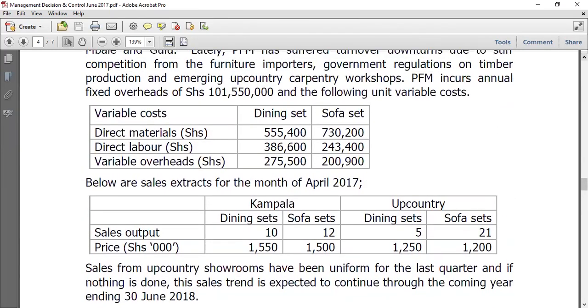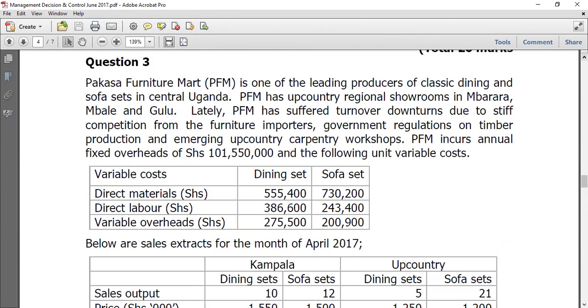decision-making question. So let's just look through. Pakasa Furniture Mart is one of the leading producers of class dining and sofa sets in central Uganda. PFM has upcountry regional showrooms in Mbarara, Mbale, and Gulu. Lately, PFM has suffered turnover downturns due to stiff competition from the furniture importers, government regulations on timber production, and emerging upcountry workshops.